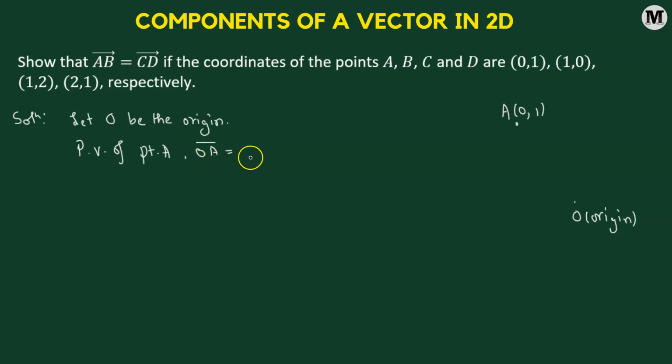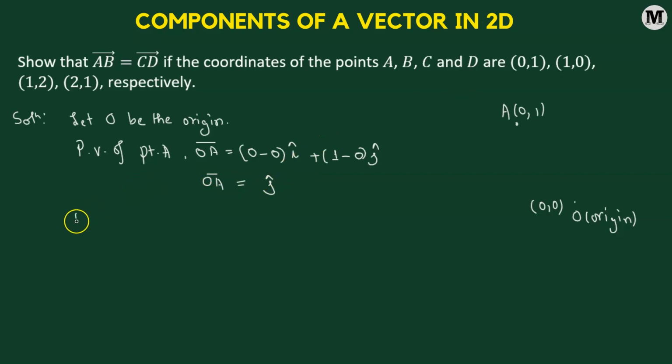So this is given by what we'll do. The origin has the coordinates 0, 0. So we'll take the difference of the x coordinates. So that's 0 minus 0 multiplied with i cap. The i cap tells us that this difference is along the x coordinate. Add the difference of the y coordinate, so that's 1 minus 0 times j cap, indicating that it's along the y direction. So OA vector comes out to be j cap.